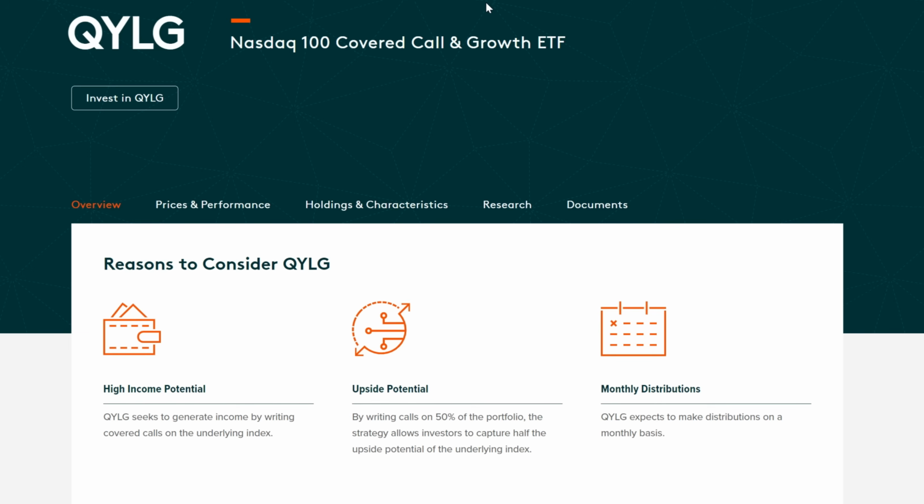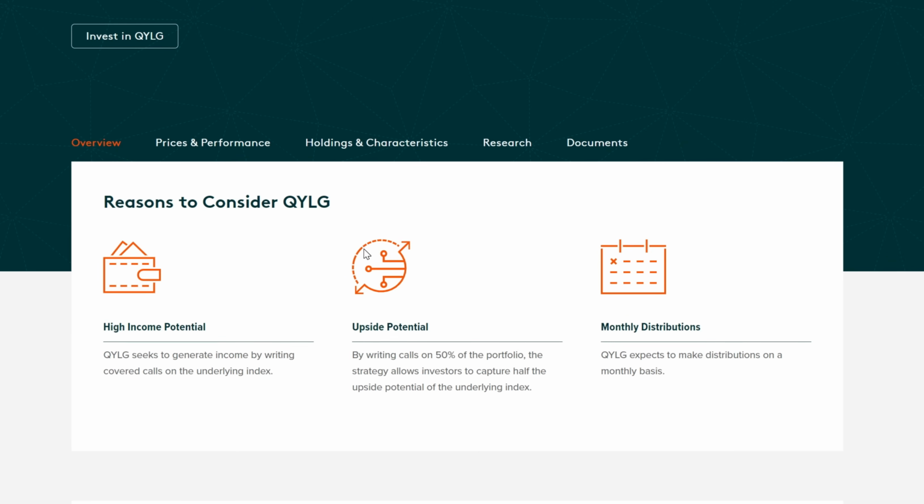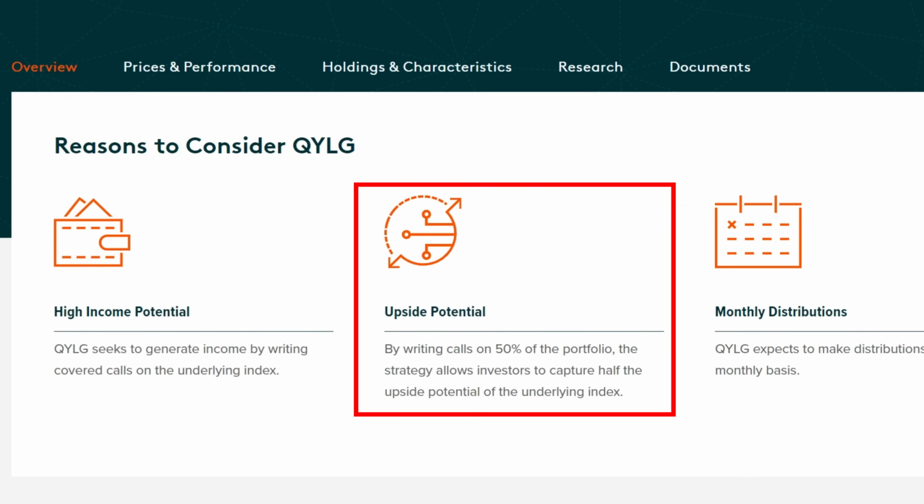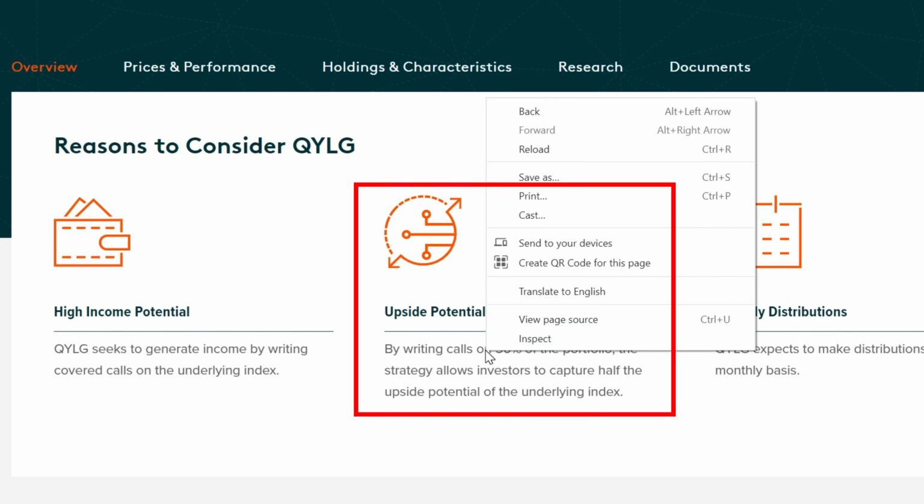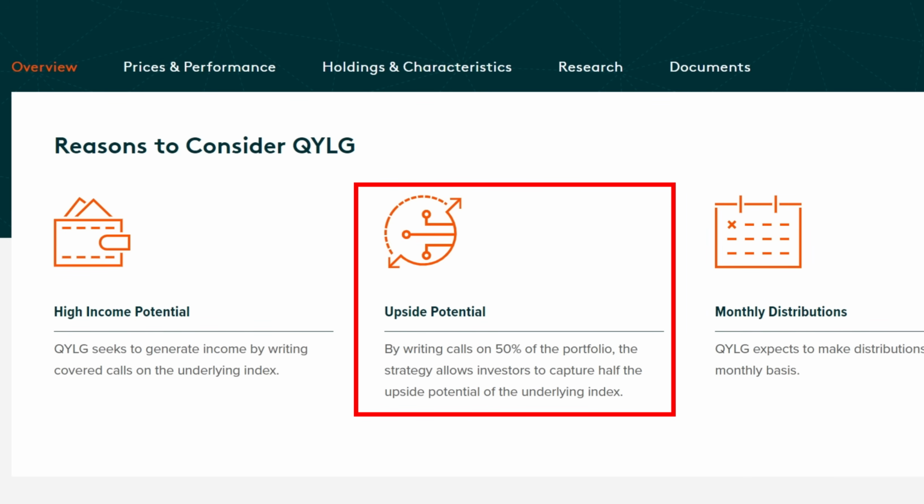And then lastly, we have QYLG, the NASDAQ 100 covered call and growth ETF. The big difference here, very straightforward, very outspoken, is upside potential. They write calls on 50% of the portfolio. This strategy allows investors to capture half the upside potential of the underlying index. So you can see very similar strategies here, but maybe a little bit more balance with both QYLG and QQQX.